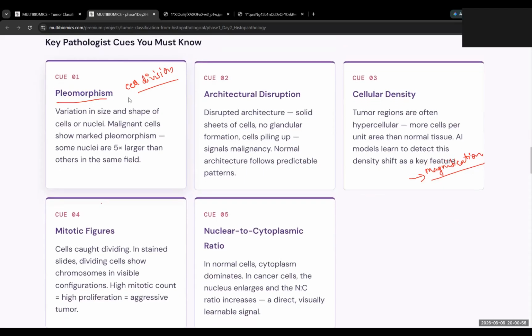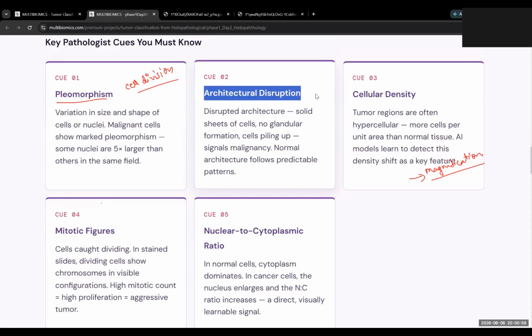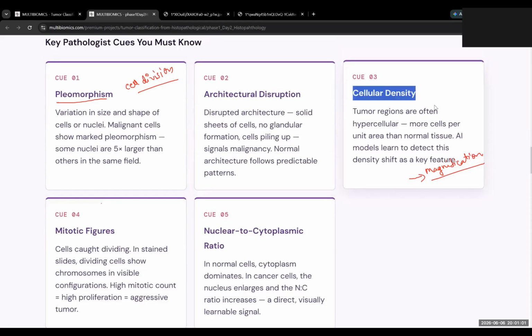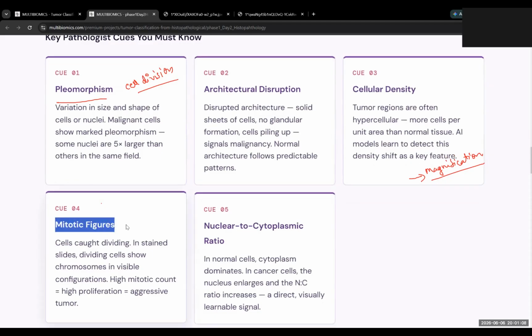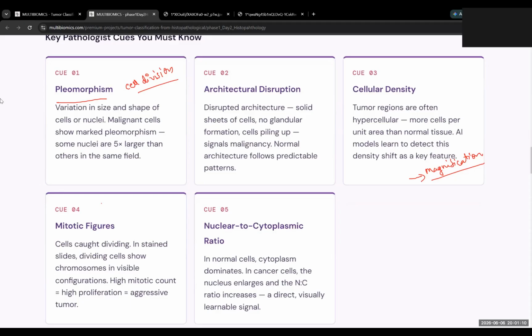So it is pleomorphism, that is irregular shape. Architecture is totally disrupted. Then near the tumor area, the cells will be more dense because you have more cells nearby. And then we are here at mitotic figures, because since it is a fast, actively dividing area, cells are caught dividing over here, and you will see a high mitotic count. High proliferation means division. And you can say that the more mitotic figures you see, the more aggressive the tumor.